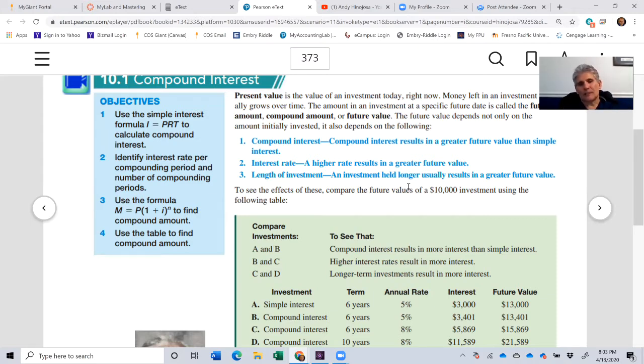The interest rate is just like we talked about for simple interest, the rate at which you're going to be paid or someone has to pay for borrowing money or for using money. It's the cost of money, it's the cost of capital. And the length of the investment is how long an investment will be held.